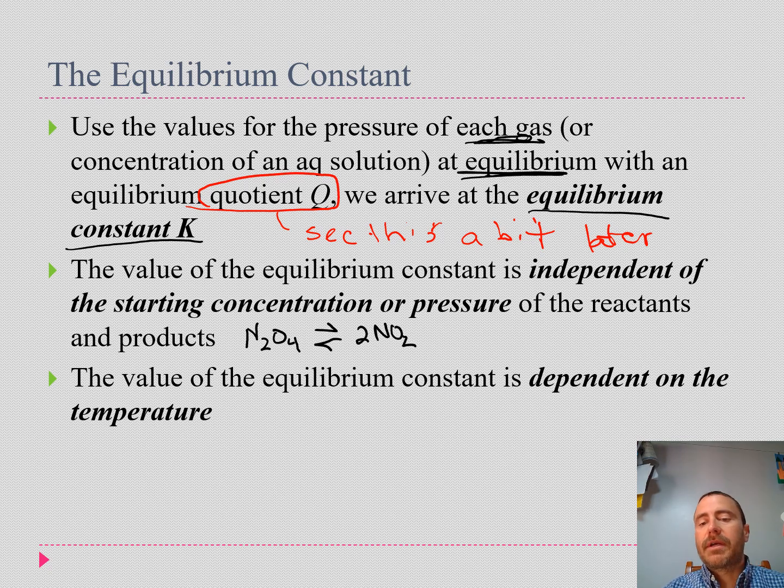The equilibrium constant is dependent upon temperature. We will calculate the equilibrium constant most of the time at a specific temperature, and then we can talk about what happens when we change the temperature. We're going to do that a little bit later on. But the equilibrium constant does change when we change temperatures.